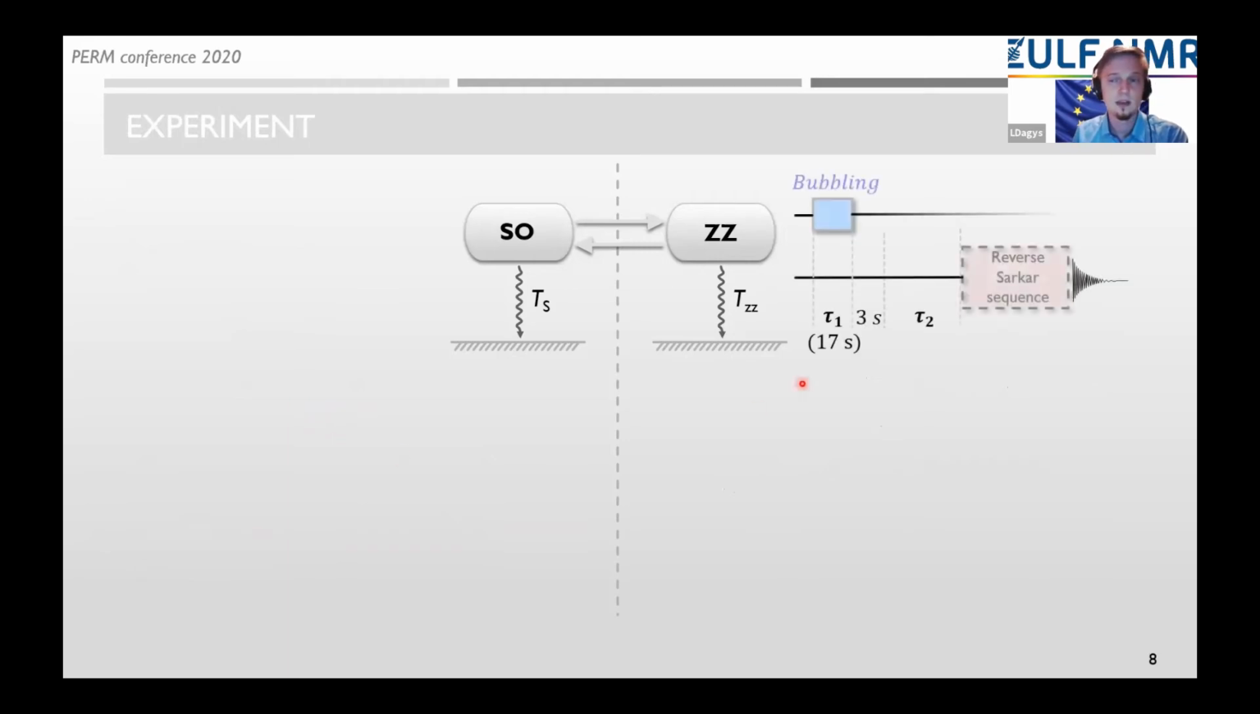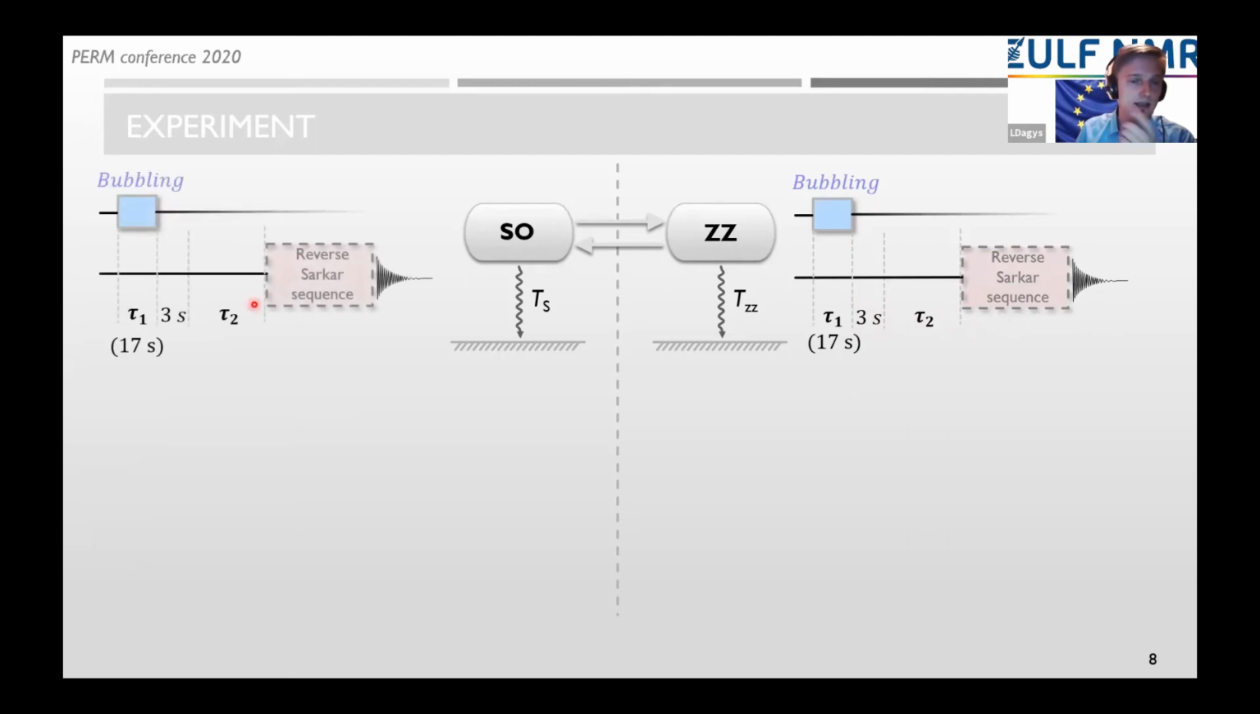So we attempted to do that with parahydrogen. So we bubbled a little bit of solution with parahydrogen, and then waited 3 seconds for the bubbles to dissipate, and then we had some sort of variable time tau2, and then we applied the pulse sequence. And on the other hand, we did the same thing, just we applied spin locking now, such that we could actually sustain singlet order and not ZZ order and see what is the difference.